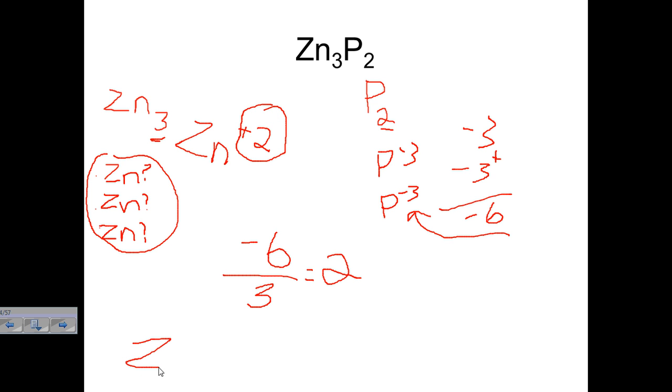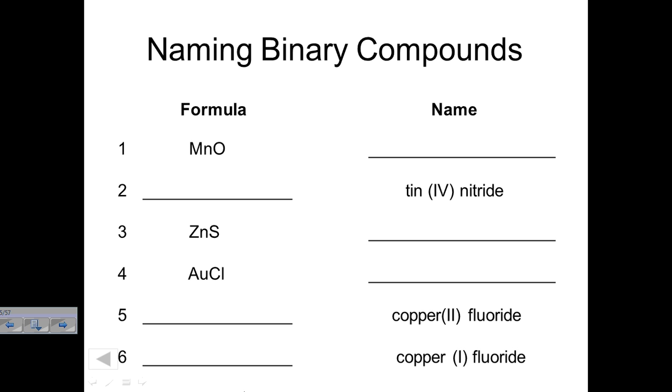So I'm going to write down that I have zinc, Roman numeral 2, and then my phosphorus, but it gets changed to phosphide. And that's it. All you have to do. You can try doing these on your own. It's up to you. And if you want to, go ahead and check your answer. I'll put them up in 5, 4, 3. Pause the video now if you don't want me to reveal them.